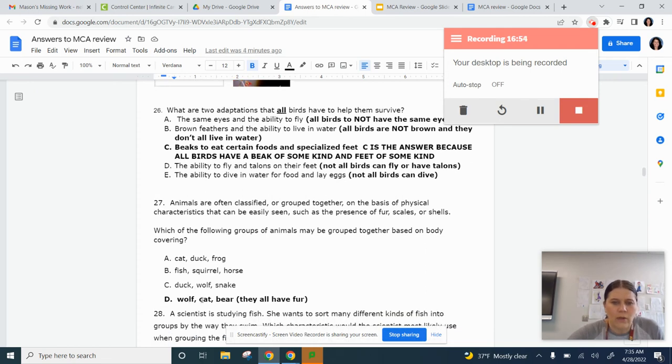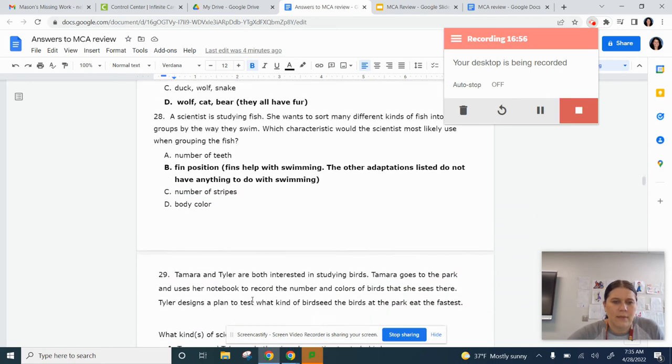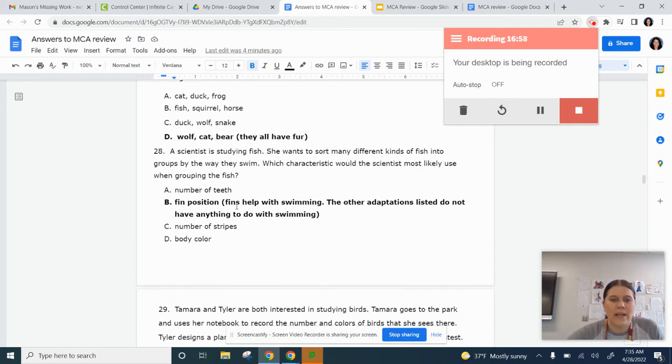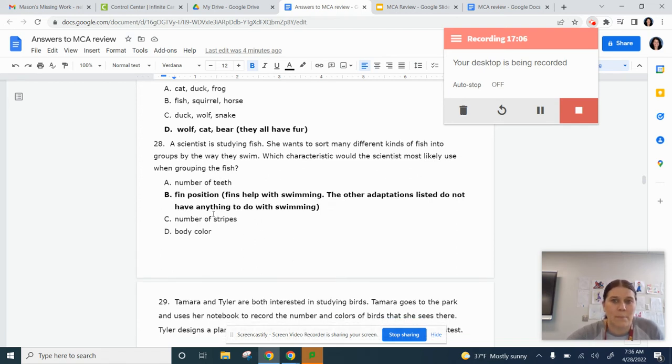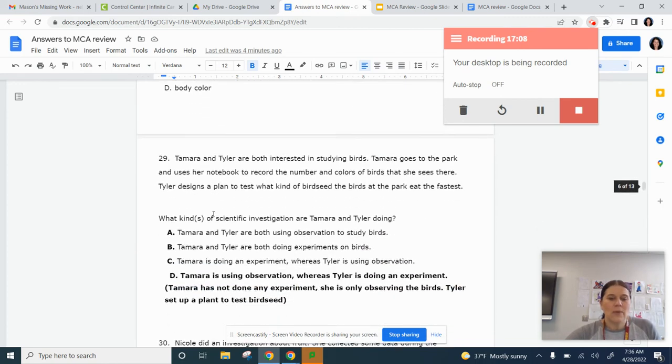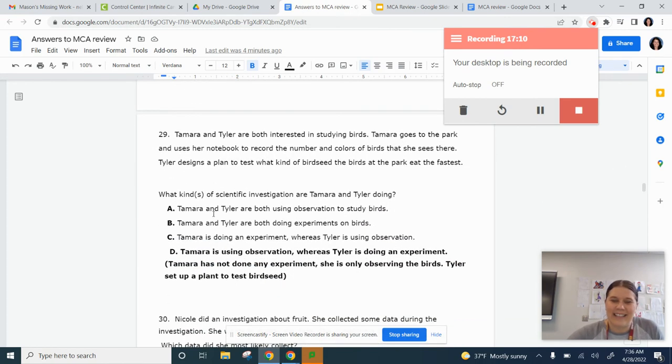All have fur. Wolf, cat, bear. 28 should have been B, fin position. Up here it says group by the way they swim. Their fin position is the only thing that helps with swimming. So 28 is B. 29, this was a Study Island one that we did in class, should have been D.